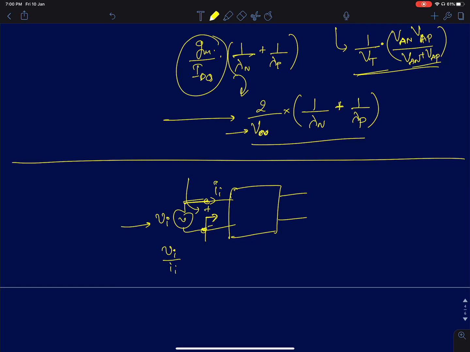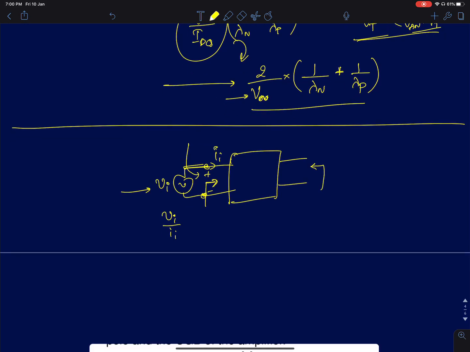And similarly, output impedance can be measured by shorting the input. Input should be made to zero. The input AC source should be made to zero, and for Rout, you should apply a test voltage, say Vx here, and measure the current that is flowing out here. So I can say Vx by Ix, provided you are making the input equal to zero. Input is an independent source.